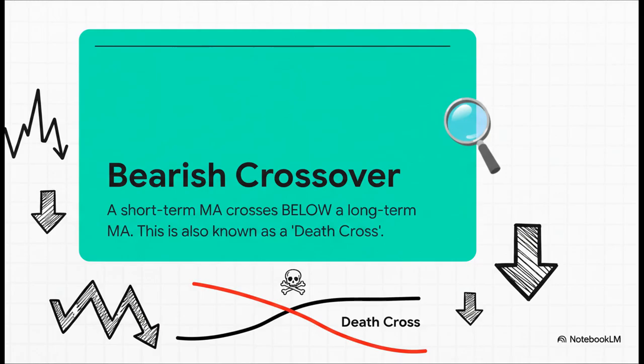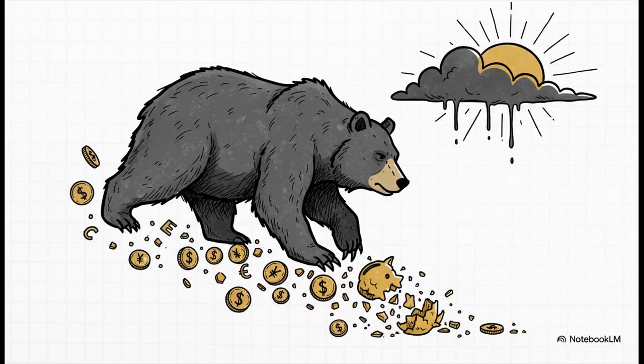And of course, on the flip side, you have the ominously named death cross. As you can probably guess, this is the exact opposite. It's when that short-term, fast-moving average dives down and crosses below the long-term one. And yeah, this is a bearish signal. It suggests that all the recent weakness is starting to take over the bigger trend. It's often looked at as a confirmation that a serious downtrend or even a bear market might be getting started. It's a major red flag.